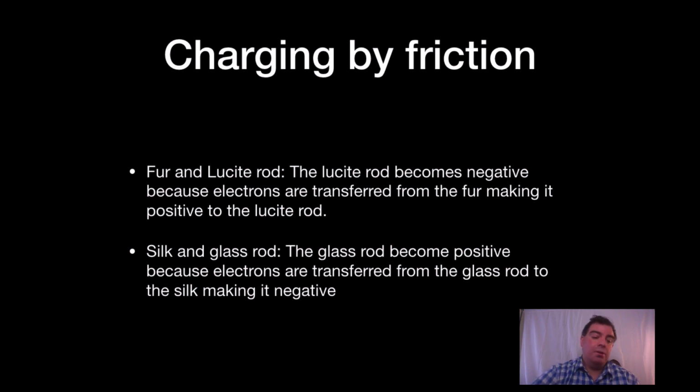And the opposite of that is, of course, silk and glass rod. When you rub those two together and you apply frictional forces onto the electrons, you cause them to move. So the glass rod becomes positively charged because electrons are transferred from the glass rod to the silk, making it negative. So bottom line, what you have to remember here is that lucite rod always becomes negative for any kind of problem, and glass rod always becomes positive.